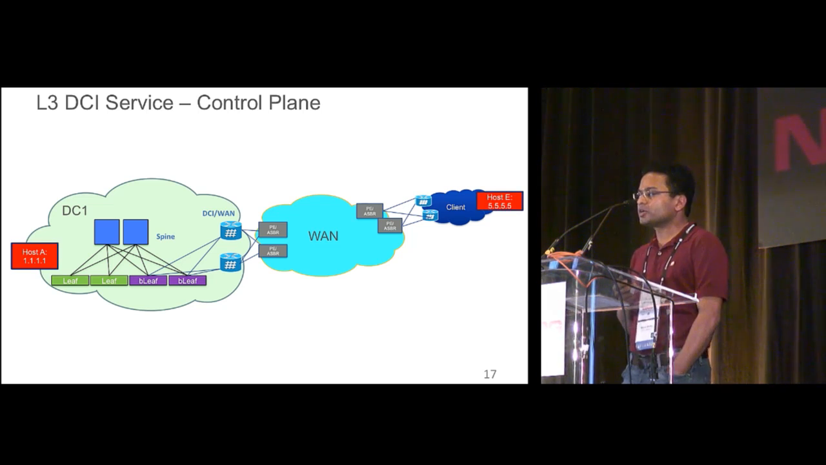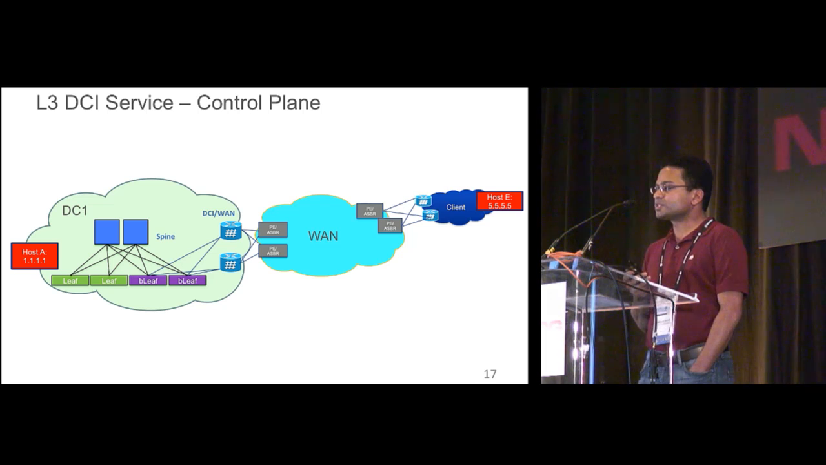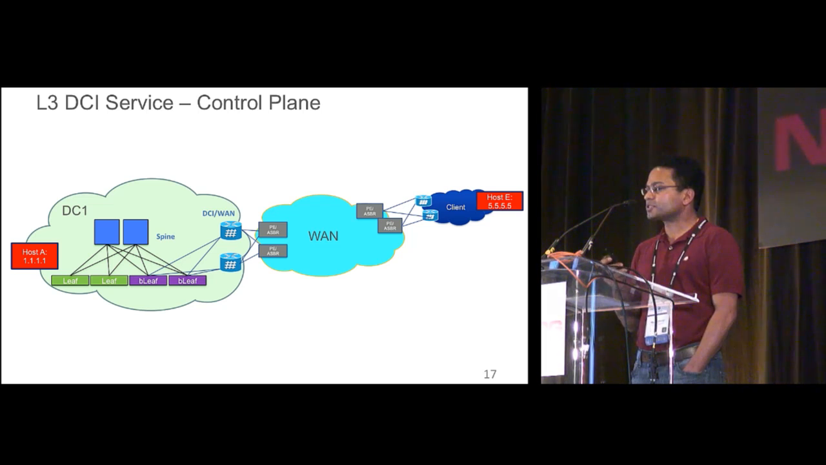Let's look at two hosts, host A and host E. Host A has an IP address of 111. Firstly, it wants to send packets out to host E, which is 555, which is in the remote data center.